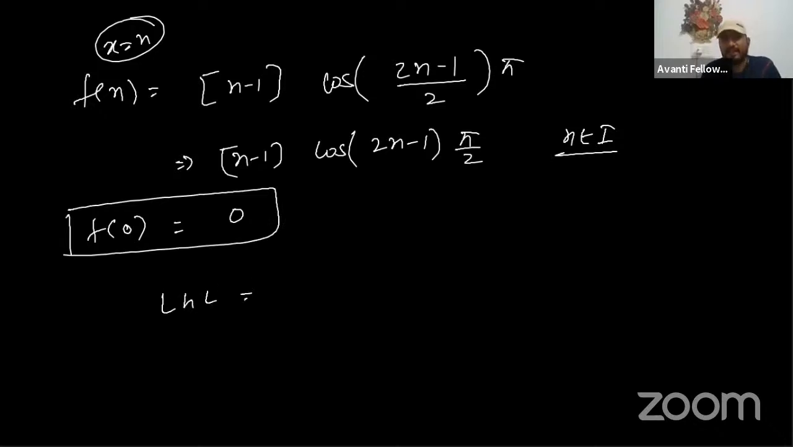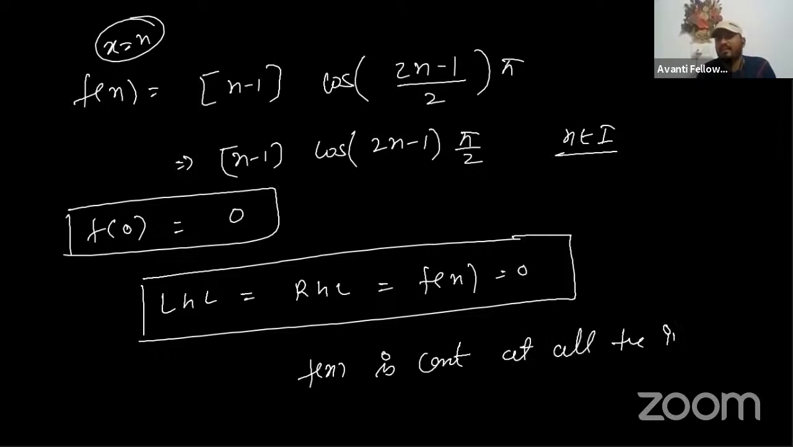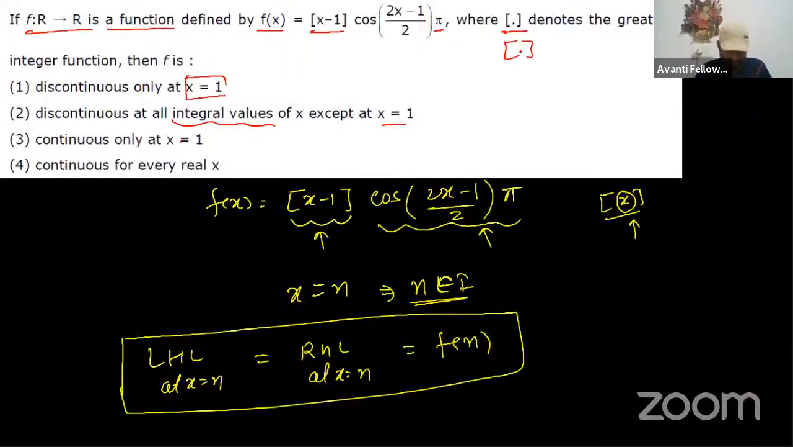What is the left hand limit? It is equal to the right hand limit and is equal to f of n. So these are equal and equal to a finite value. Then I can say, yes, this function f of x is continuous at all the integer values. Got it? So which option is correct? The fourth option is correct. That is, this is continuous for every real x.